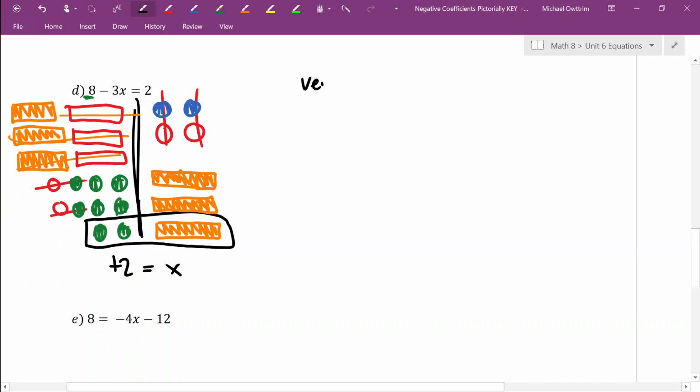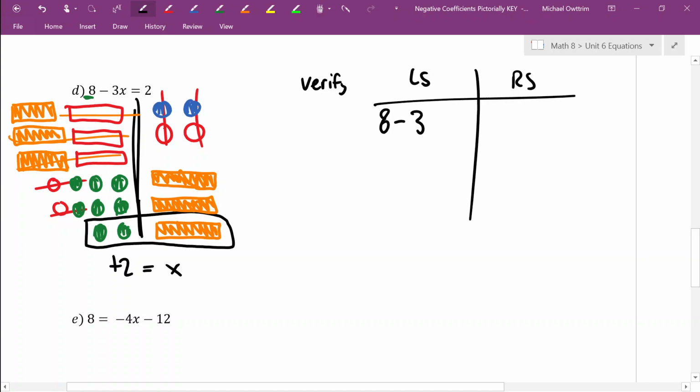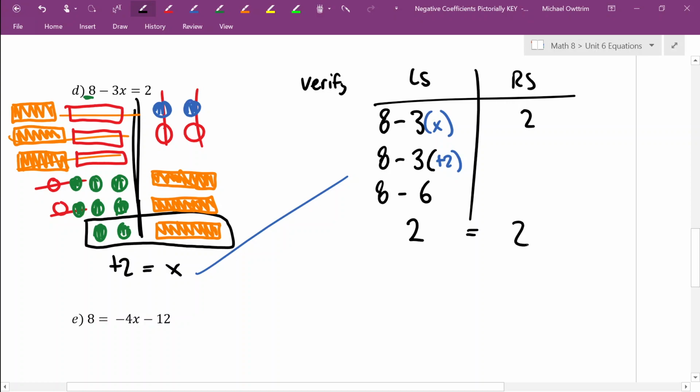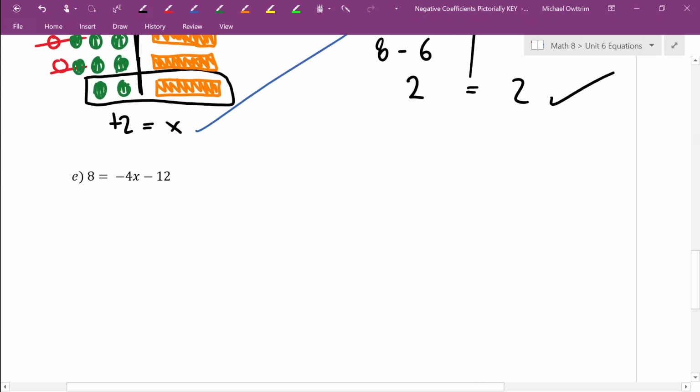From here we can verify. Again, we want to look at the left side and the right side of our original equation. In the original equation, it was 8 subtract 3 times whatever we think x is. On the other side, it was just 2. We think x is positive 2, so we'll throw that into our equation. 8 subtract 3 times positive 2. And that's 8 subtract 6, which is 2. 2 is equal to 2, so the left side does equal the right side.